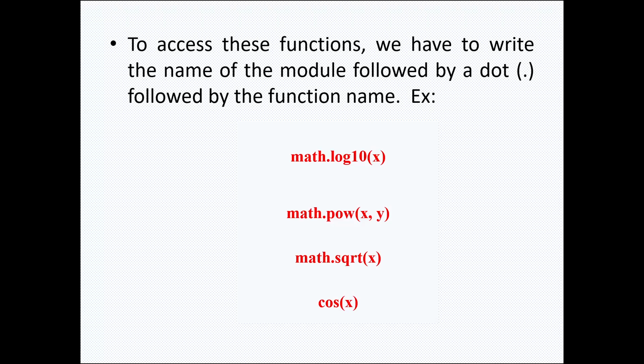To access a function, we have to write the name of the module followed by a dot and followed by the function name. The example is math.log10 of x returns the base 10 logarithm of x. math.pow of x comma y returns x raised to the power y. Square root: math.sqrt of x returns the square root of x. math.cos of x returns the cosine of x.